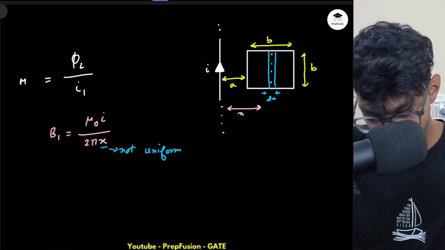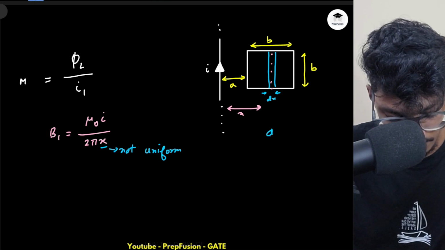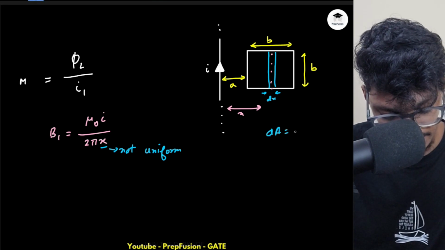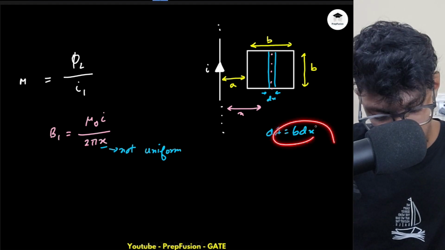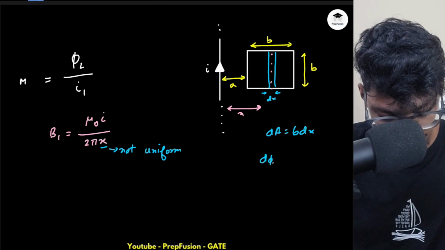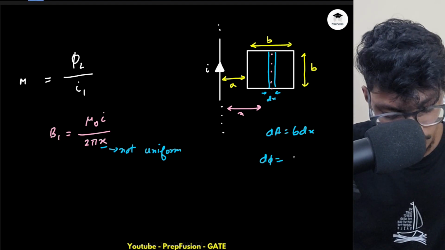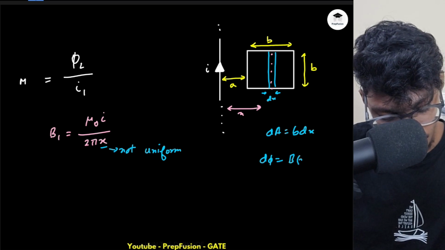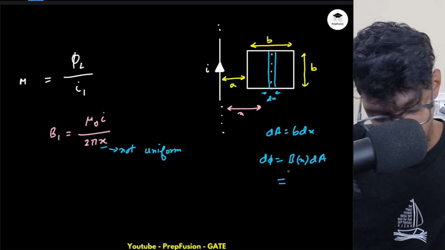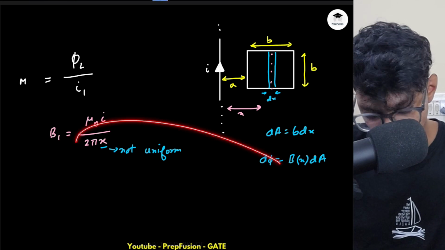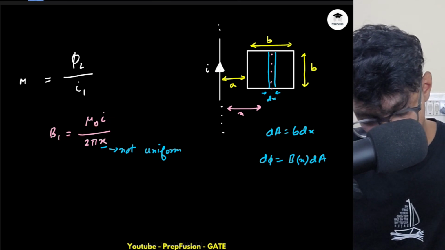So I can take a very small cross-section area dA, its length is dx and its height is b, so the area will be b dx, and in this small cross-section I can identify the flux. Small flux will be B of x into dA, correct, which equals whatever this value is, and I will just replace it here.